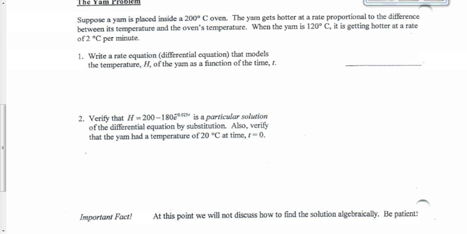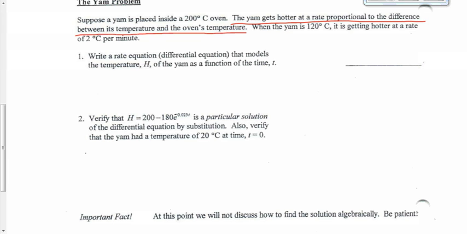So we have a yam, and it's placed inside a 200-degree Celsius oven. The yam gets hotter at a rate proportional to the difference between its temperature and the oven's temperature. Okay, that's key right there. That rate is my differential equation. When the yam is 120 degrees Celsius, it's getting hotter at a rate of 2 degrees Celsius per minute.